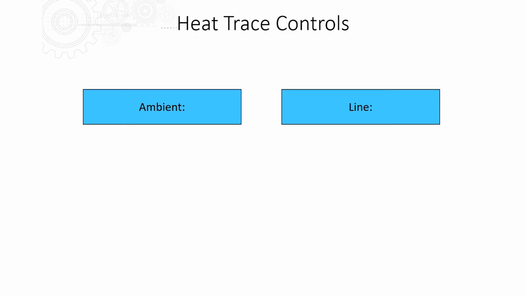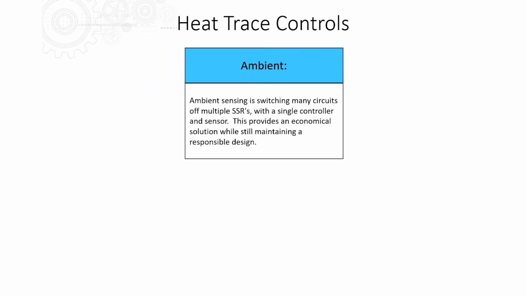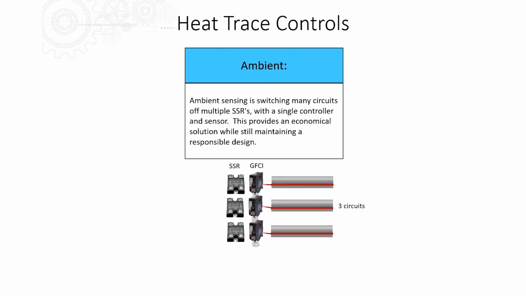There are two main methods of control in heat trace, ambient and line sensing. Ambient sensing is switching many circuits off of multiple SSRs with a single controller and sensor. This provides an economical solution while still maintaining a responsible design. Let's say, for instance, we have 3 circuits of heat trace, each with its own GFCI and SSR power switch. There would only be one controller operating all of these circuits off of the temperature reading of a single thermocouple.